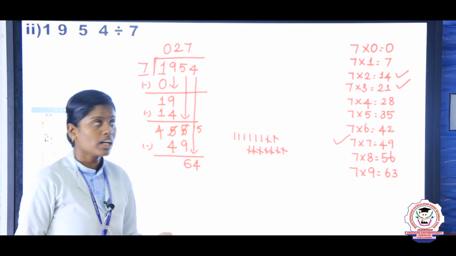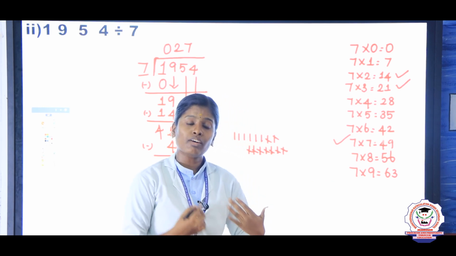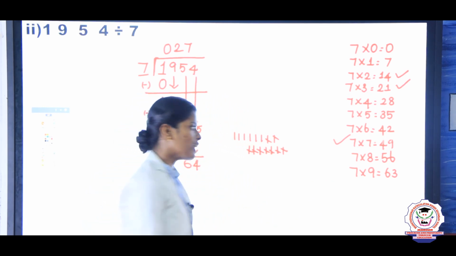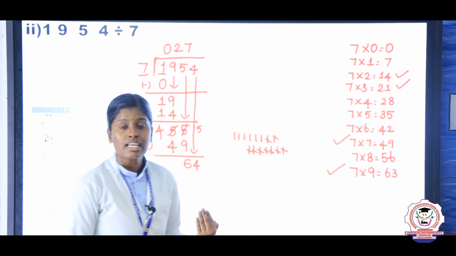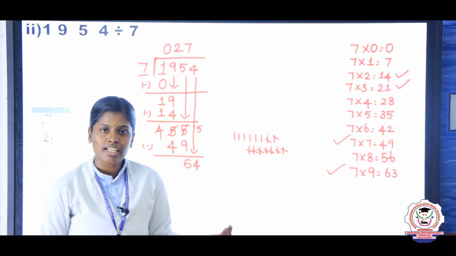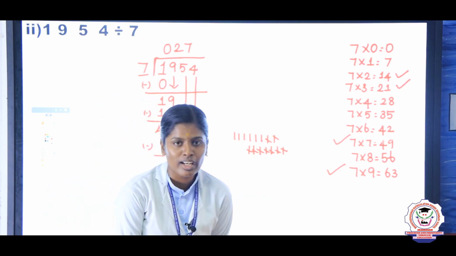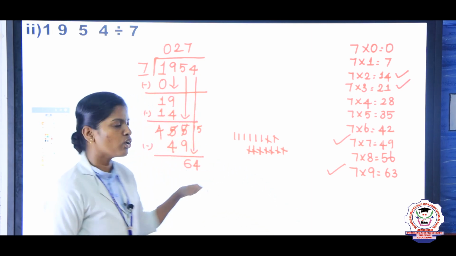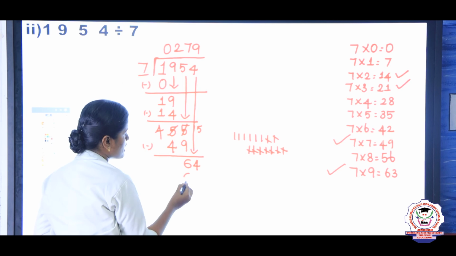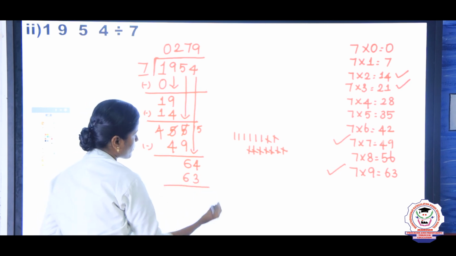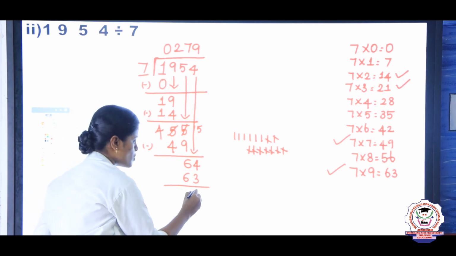Now we are going to check whether the 7 table has 64 or not. No, the 7 table doesn't have 64. We'll take 7 9s are 63. Next, 7 10s are 70. So take the smaller number. Here, what is the quotient value? Very good. The quotient value is 9. Take 9 7s are 63. Now subtract this. 4 minus 3, the answer is 1.